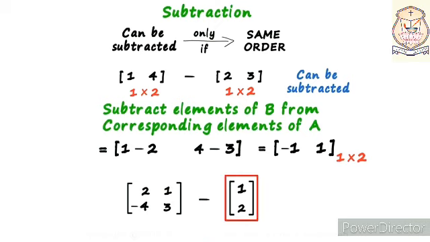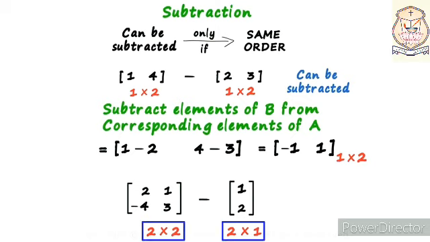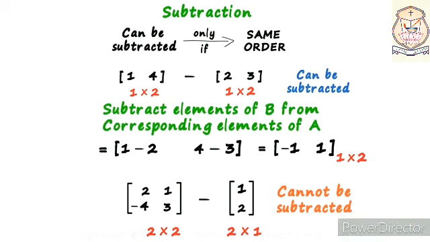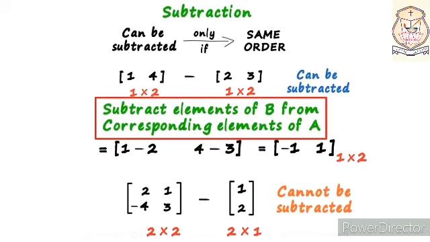To know if this matrix can be subtracted from this one, we first need to find the orders of each. The first matrix has 2 rows and 2 columns. Its order will be 2 by 2. And the second matrix has 2 rows and 1 column. Order will be 2 by 1. The orders are not the same, which means they cannot be subtracted. So remember, before performing the operation, check if they are compatible for subtraction. And only if they have the same orders, we move on to subtracting the elements of one matrix from the corresponding elements of the other.